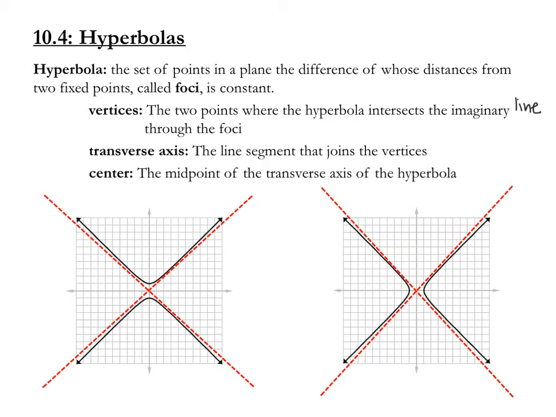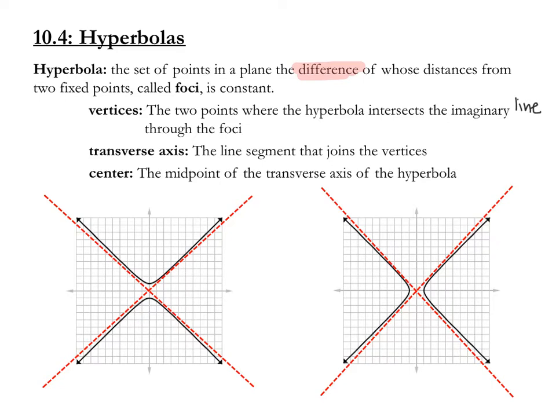A hyperbola is the set of points in a plane, the difference of whose distances from two fixed points, called the foci, is constant. So if you compare this to the definition of an ellipse, the only word that's changed is, instead of the sum of whose distances, it says the difference of whose distances. So a lot of how we're going to graph this is going to be similar to what we're doing in an ellipse. It's just how we draw it that is different.